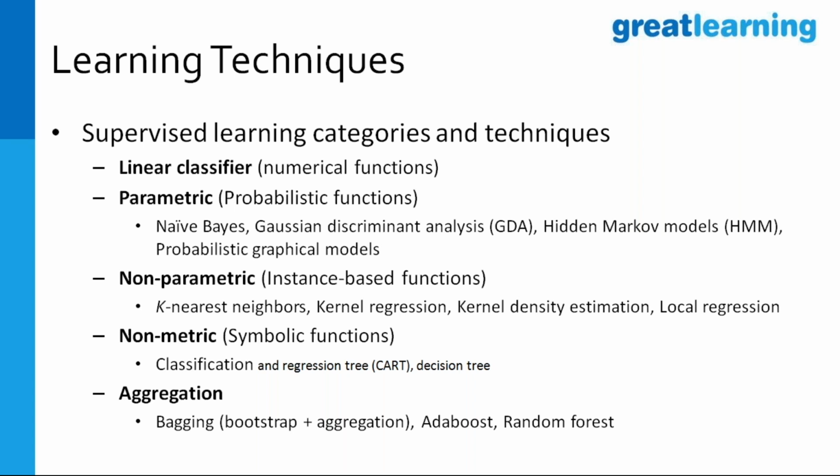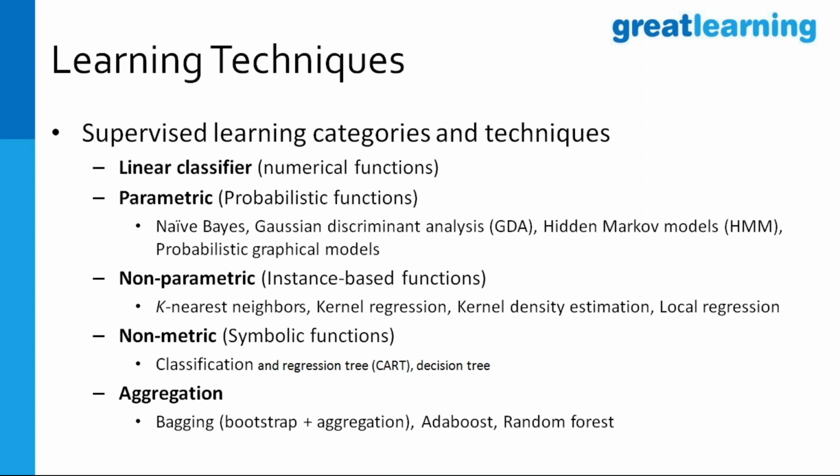And in non-parametric, we have instance-based functions, such as k nearest neighbor, kernel regression, kernel density estimation, local regression, etc. In the non-metric, we have classification and regression models like decision tree, random forest, which can be used. In the aggregation, we have bagging and AdaBoost and random forest, which we can use for aggregation. So these are all the learning techniques.